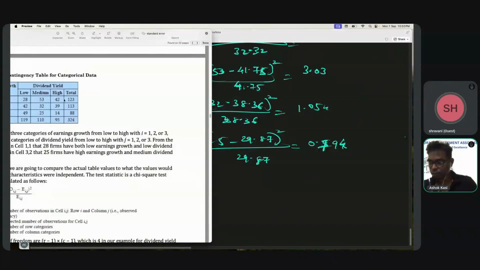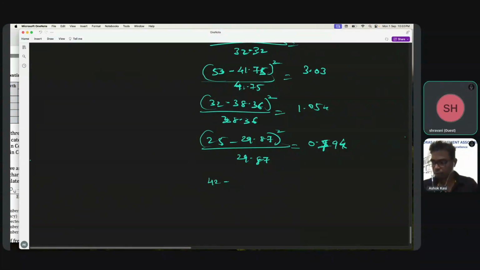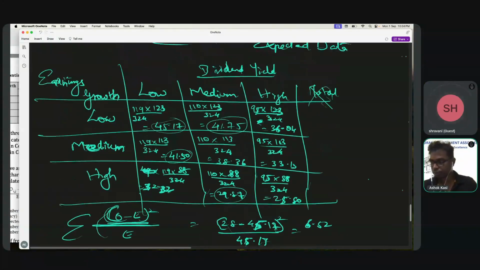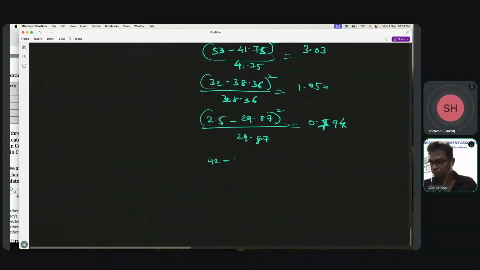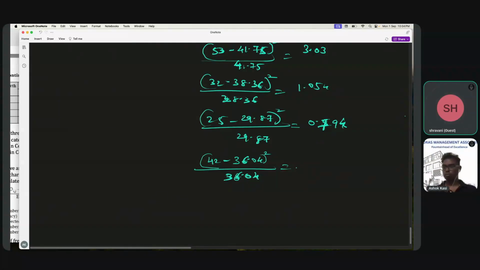Okay. Next one, 42 minus 36.04, squared, divided by 36.04 gives 0.985. Keep storing all.